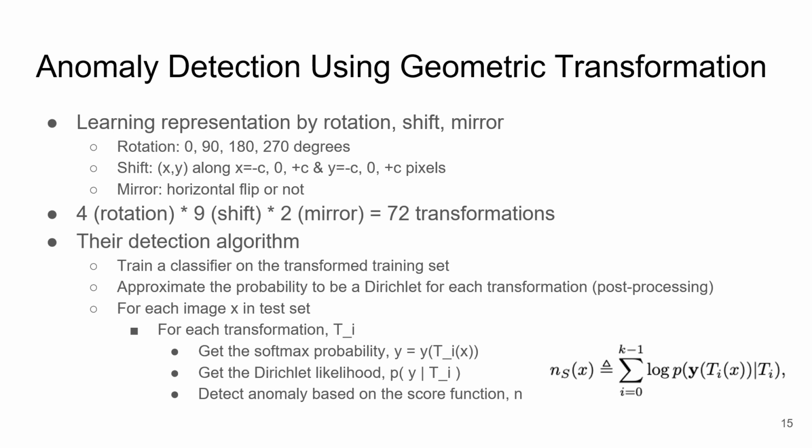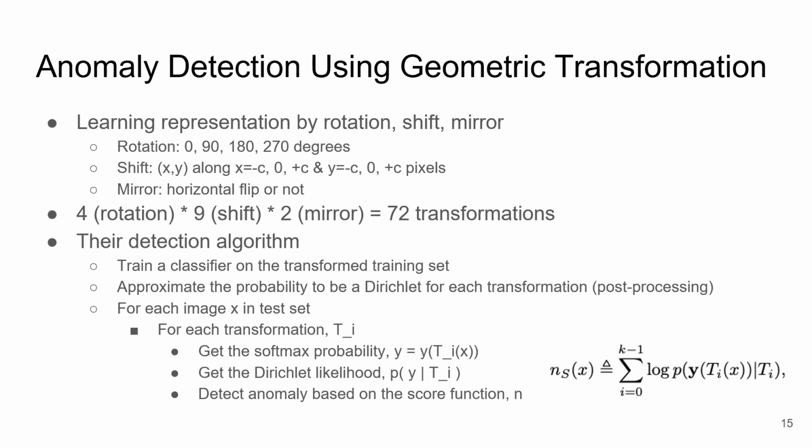It can predict what transformation was applied on the image. This model outputs the probability of each transformation, and they approximate the probability with a Dirichlet distribution for each transformation. This is called post-processing, just a parametric distribution approximation. Once we get this Dirichlet distribution and a trained model, we can infer on our test set.